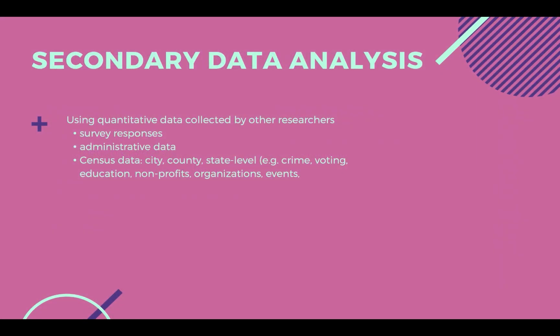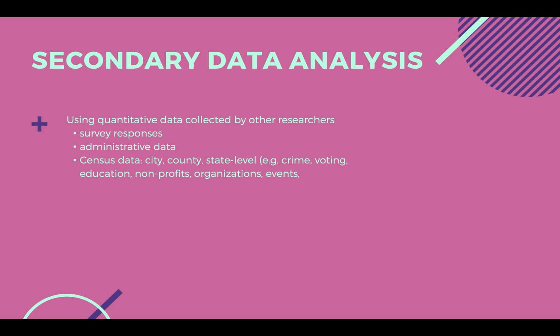Most people who engage in unobtrusive methods really refer to secondary data analysis as the most common unobtrusive method. You can think of content analysis as a secondary data analytic technique, but content analysis is usually more of a qualitative method. You're trying to understand meaning from text. When we say secondary data analysis, though, it usually refers to quantitative data. Secondary data analysis is using quantitative data collected by other researchers, and these are often surveys, administrative data based on businesses or corporations or schools, students at schools. You can use census data at various levels, whether that's county, state, city. You can use crime and voting data, data on education, nonprofits, organizations, and events. So there are various ways of getting your hands on secondary data.